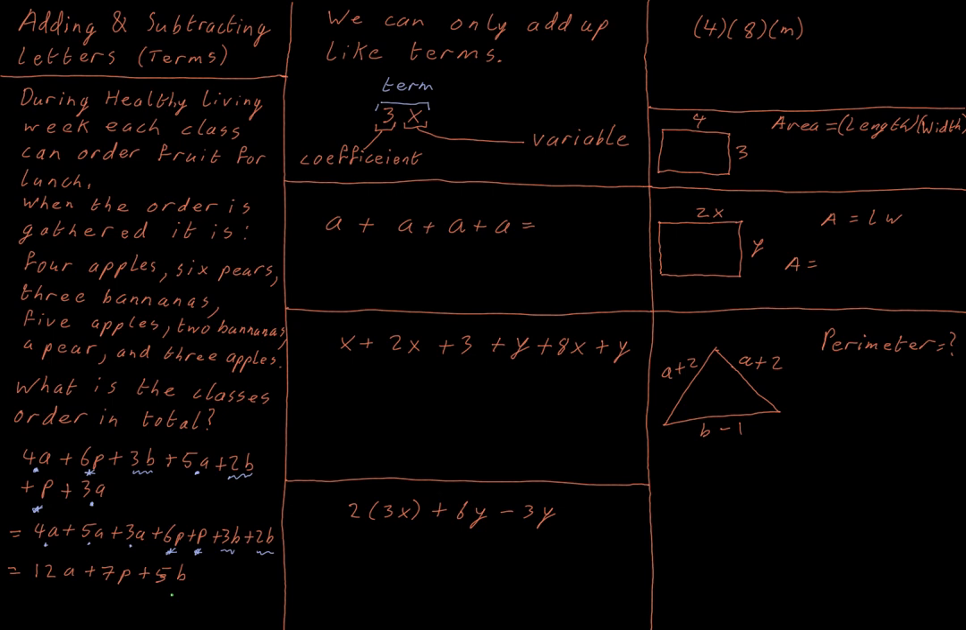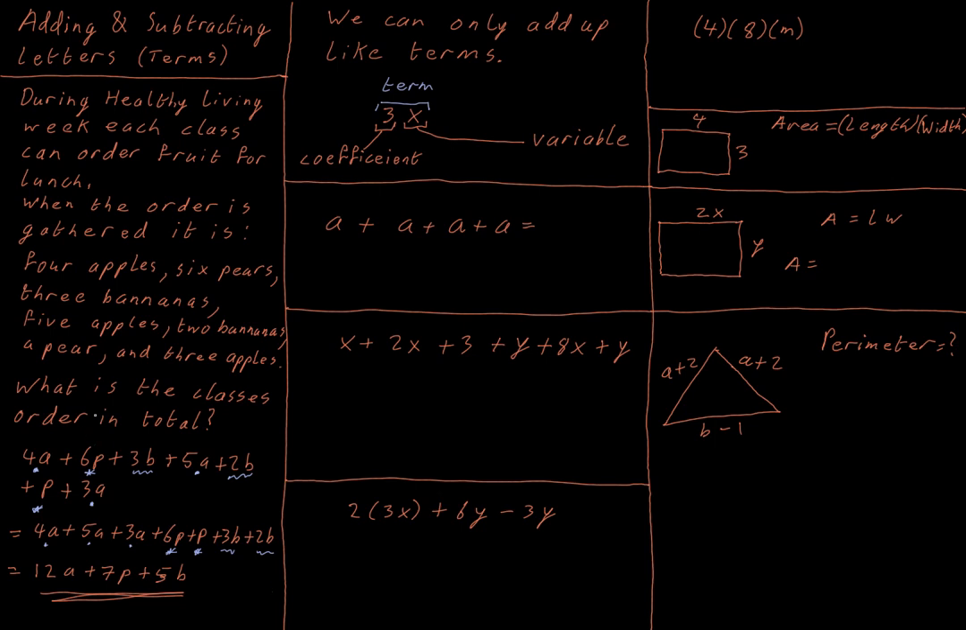So this is as far as we can go in terms of adding up our apples, our pears, and our bananas. It wouldn't make sense to add 12 apples to 7 pears. That doesn't mean anything physically. So we can only add up our apples together and our pears separately together and our bananas separately together. And then that's as far as we can go. We can't make it any simpler than that. So this is the order that we would be sending off to get our fruit for our class.